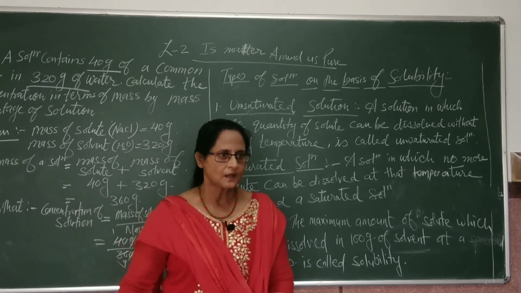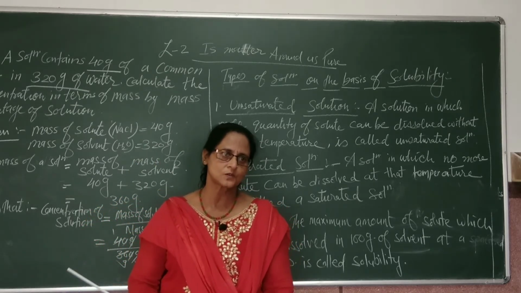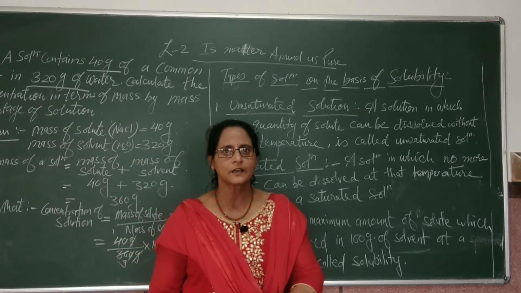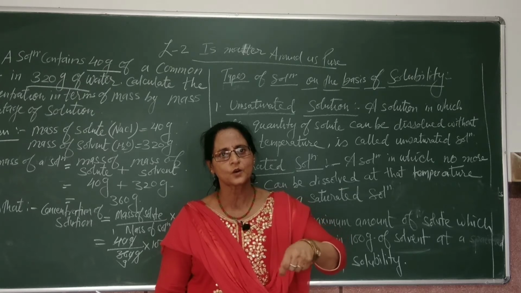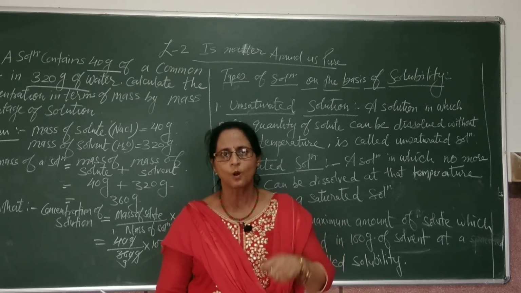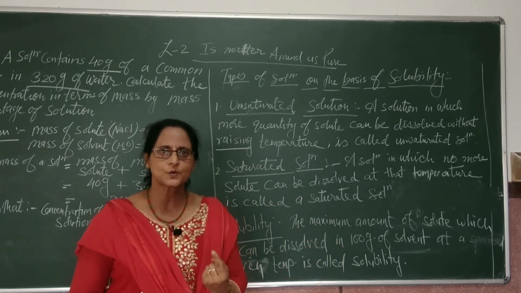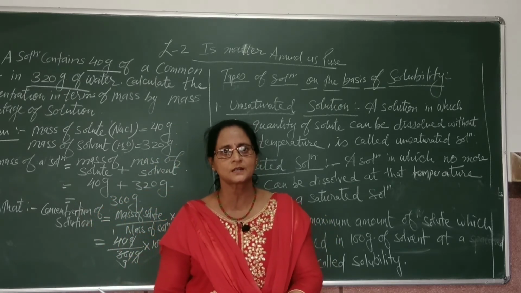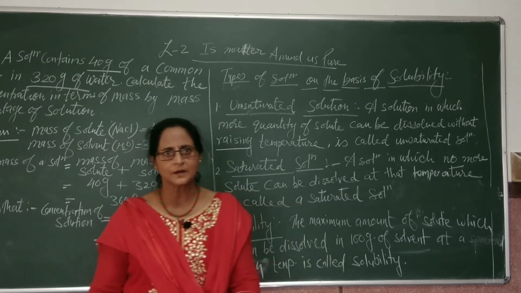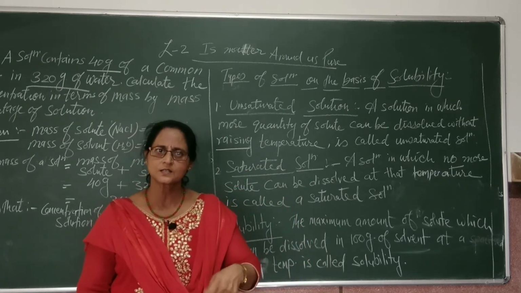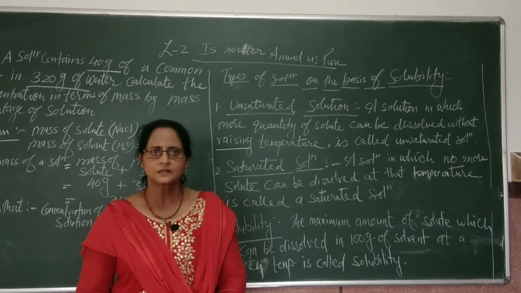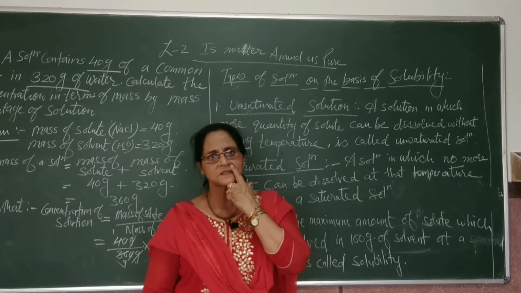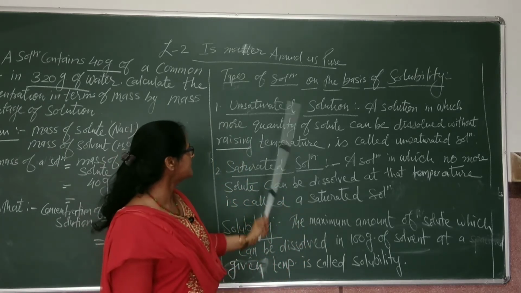For example, if I make a sugar solution, and while making it I have added only 10 gram of sugar, or only 1 teaspoon of sugar in 100 ml of water. I may add 1 more teaspoon of sugar in it, it will be dissolved. But my requirement is only 1 teaspoon of sugar dissolving in water. That's why I have made the solution with only 1 teaspoon of sugar. Then such a type of solution is known as the unsaturated solution.